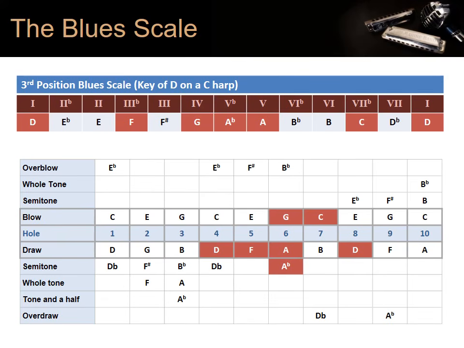Moving to the middle octave, you can see a full blues scale is also available here. And this time, pretty much all the notes, bar 1, are available without bending. The only exception is the 6 hole draw semitone bend to get to that A flat. The blues scale starting on 4 hole draw sounds like this.